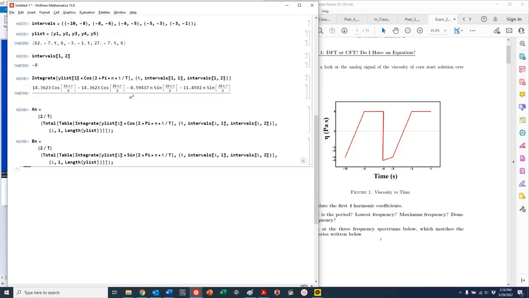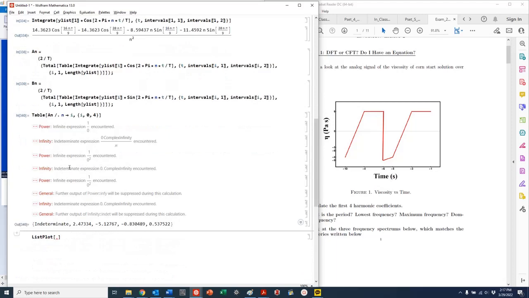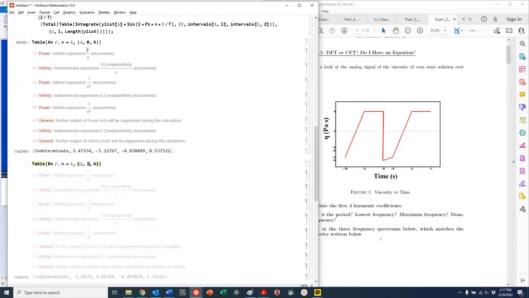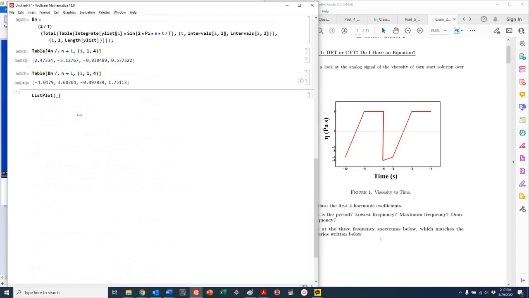So now I can go ahead and plot, so I could just do list plot, and I want to go for the first 4 harmonics. So I need my table of A sub n, with n going to I, where we go from 0 to 4 or 1 to 4, whichever values you want. That first one's indeterminate, but again, we'll get that value there. And then B sub n will go from 1 to 4 here.